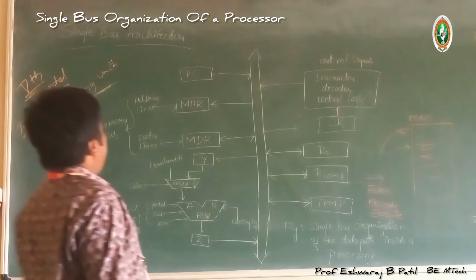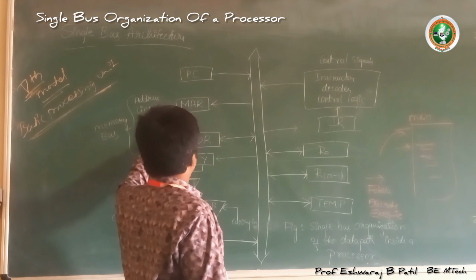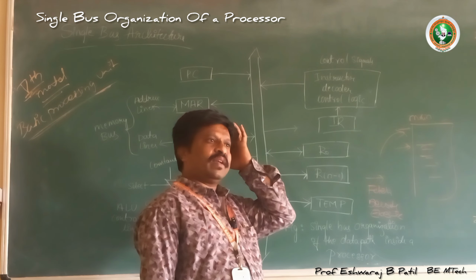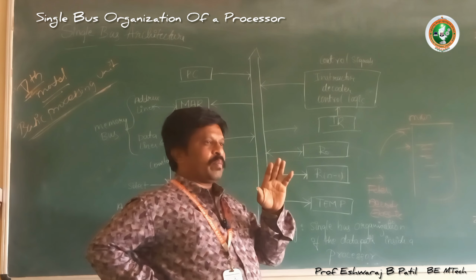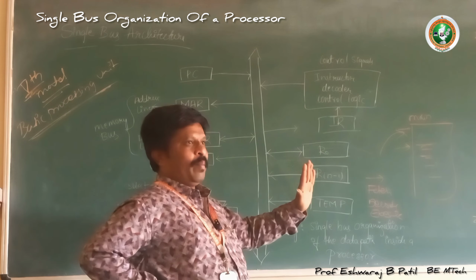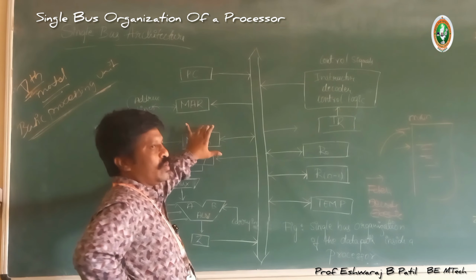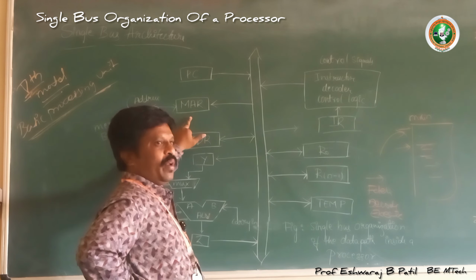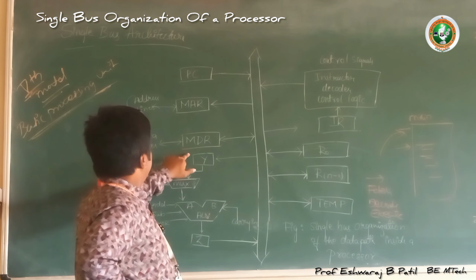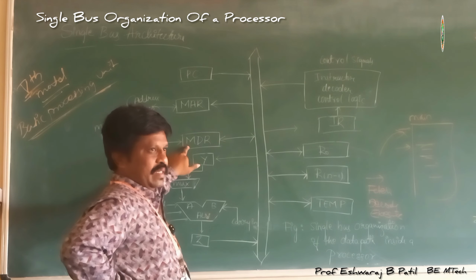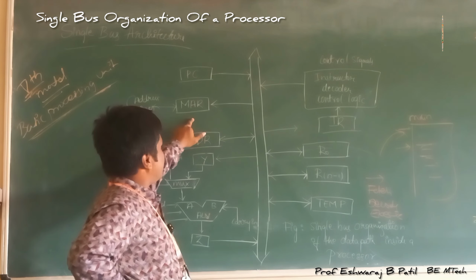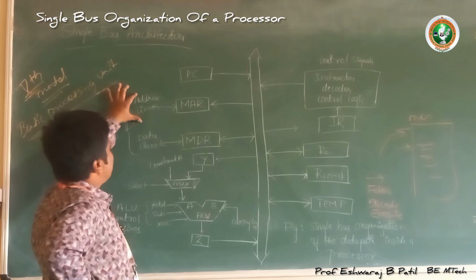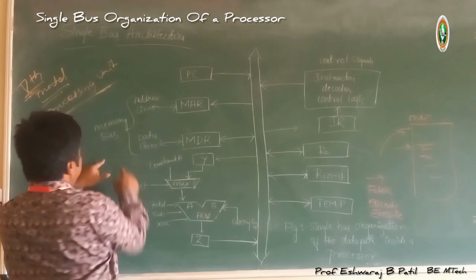I have not explained the MAR and the MDR registers. These are the registers related to memory operations. As I already told you, the programmer writes programs, and the memory is accessed with the help of the MAR, the memory address register, and the other one is called the memory data register. Here we have two lines, the address lines and the data lines, which together form the memory bus.